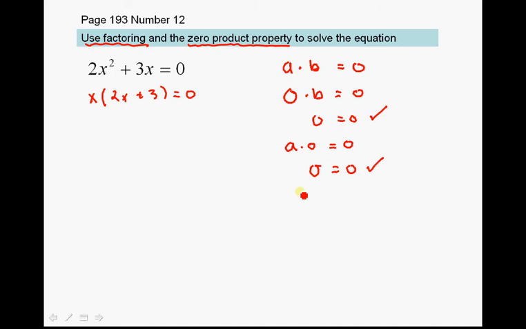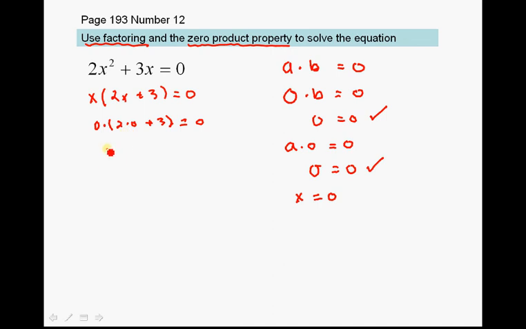So what happens when x is equal to 0? We'll set the factors equal to 0. x equals 0. What do we get? Wherever you see an x, make it equal to 0. So 0 times 2 times 0 plus 3 equals 0. Well, look at this. We have 0 times a whole factor. Whenever we get that, it's going to be 0.